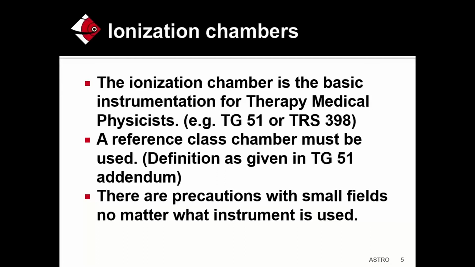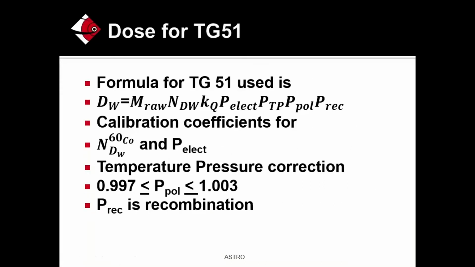The ionization chamber is the basic instrumentation for TG-51 and TRS 398. And really, we need to do this with reference class chambers. And the definition, as I said, is given in the addendum. There are precautions with small fields, no matter what instrument you use, but I'm not here to talk about small fields this time, so you're going to have to either ask me questions on that later or something else. We'll get to it. So, figuring out the dose for TG-51.